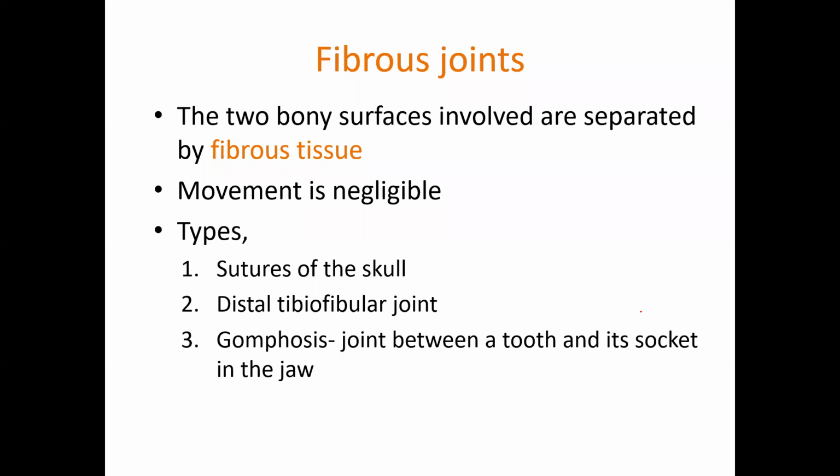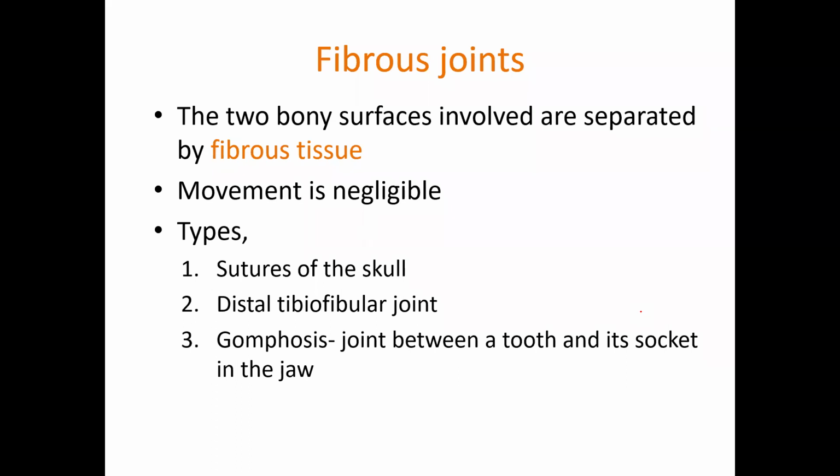At some point, there may have been movement, but in an adult human, there is hardly any movement. That's why it says negligible. There may be slight movements, but we cannot really consider it as a movement. Okay, right. So where do we find these types of joints?